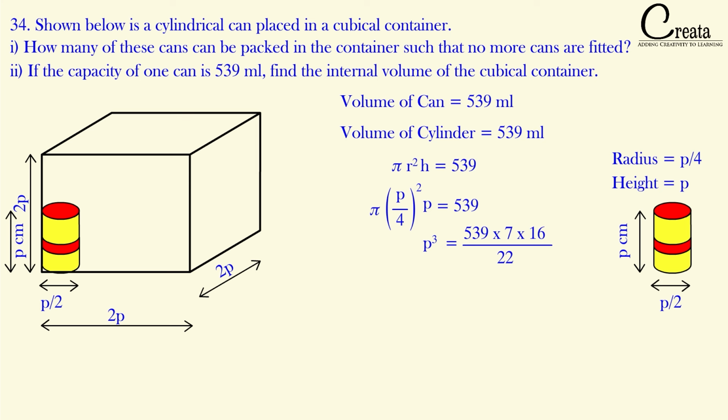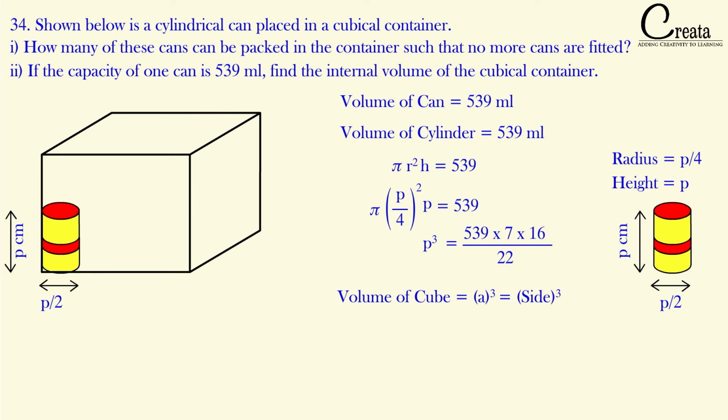Further, we have to find the volume of the cuboid. And what is the volume of a cube? It is the cube of the side. Let's see what the side of the cuboid is. It is given as 2p. So the volume of the cube will be 2p whole cube, which is 8p cube.